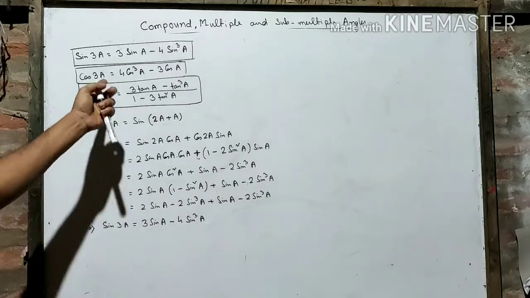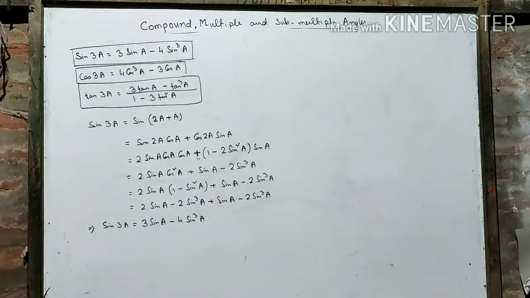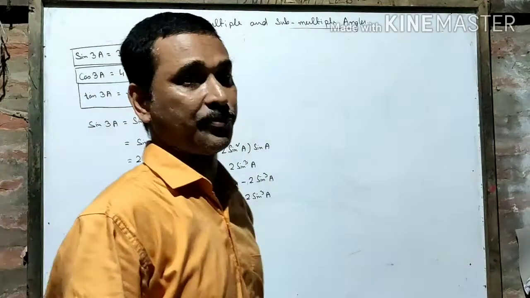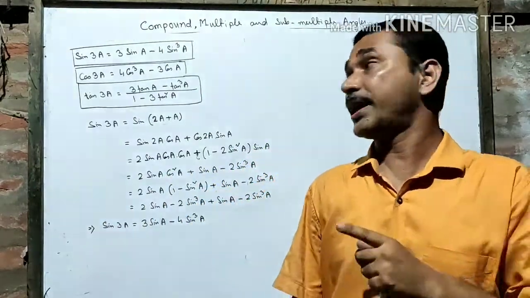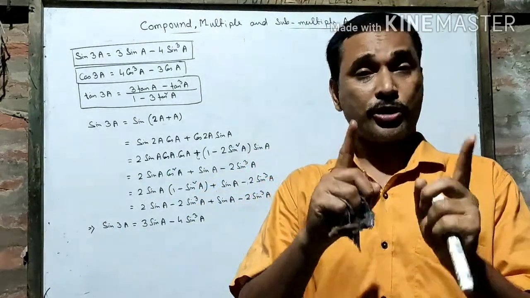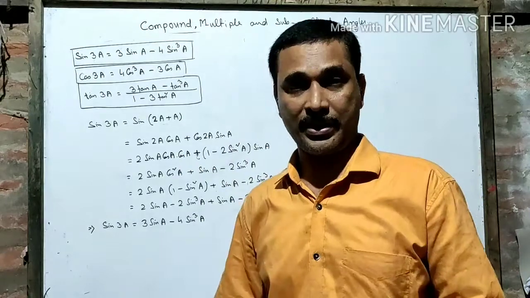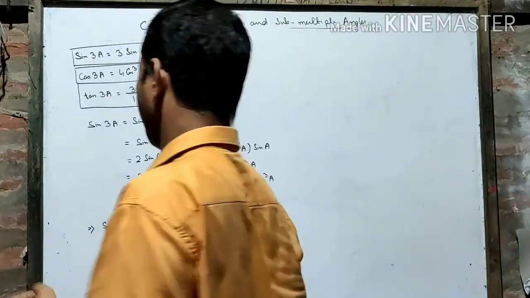Just like that, you can prove cos thrice A is equal to 4 cos cube A minus 3 cos A. This being a formula for cos, here also you will get cos twice A. You write cos twice A as 2 cos square A minus 1. Okay.